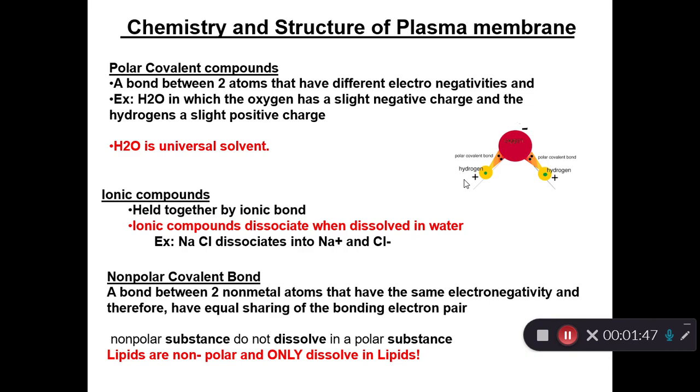The third type of bond is non-polar covalent bond. So here the molecules share the electrons equally. That's why it's non-polar. And lipids are non-polar. The non-polar compounds are not soluble in water. They are only soluble in lipids, in non-polar compounds like them. So lipids are non-polar and only dissolve in lipids.